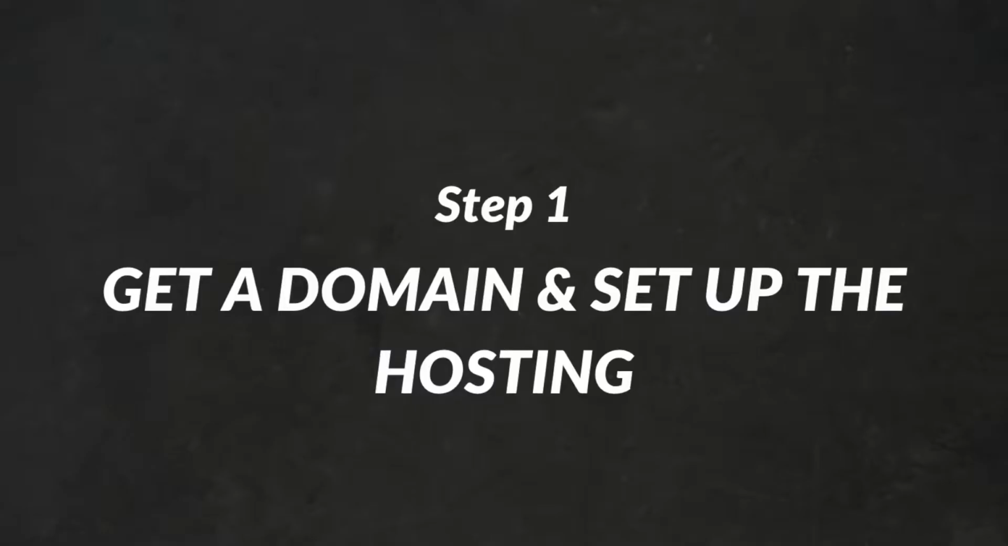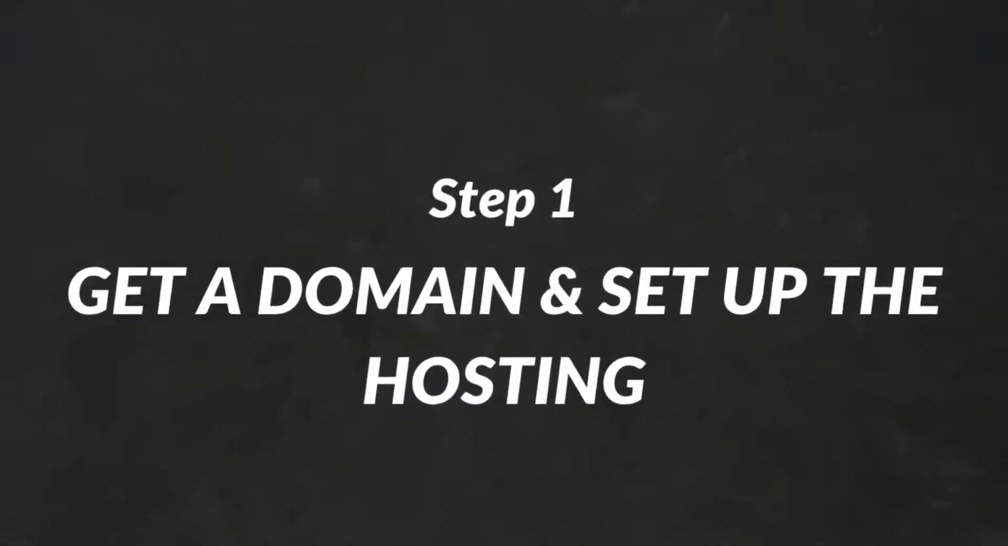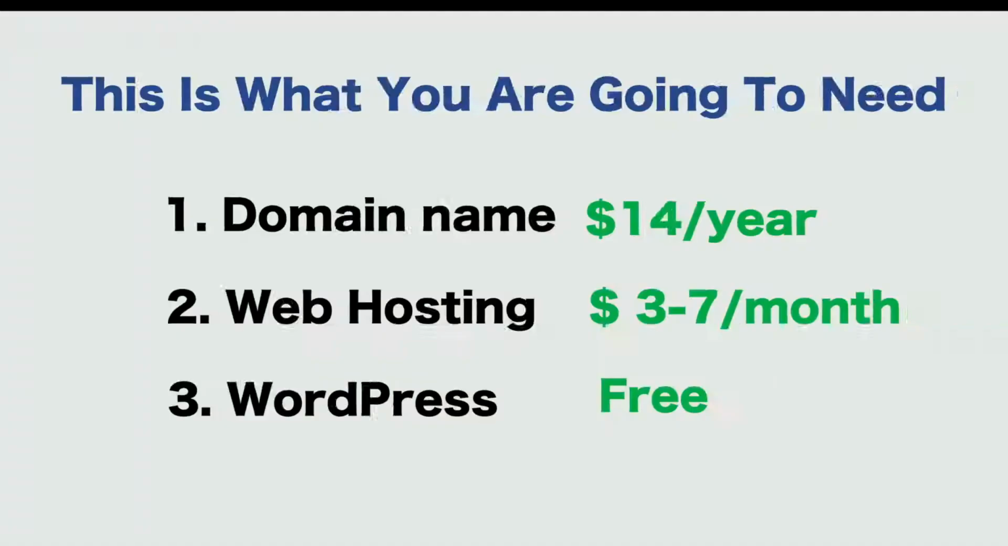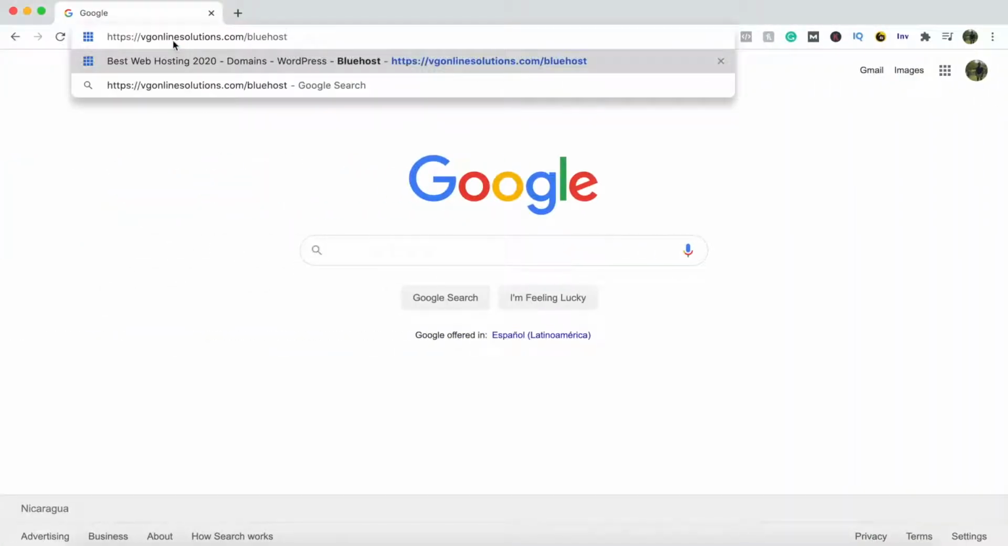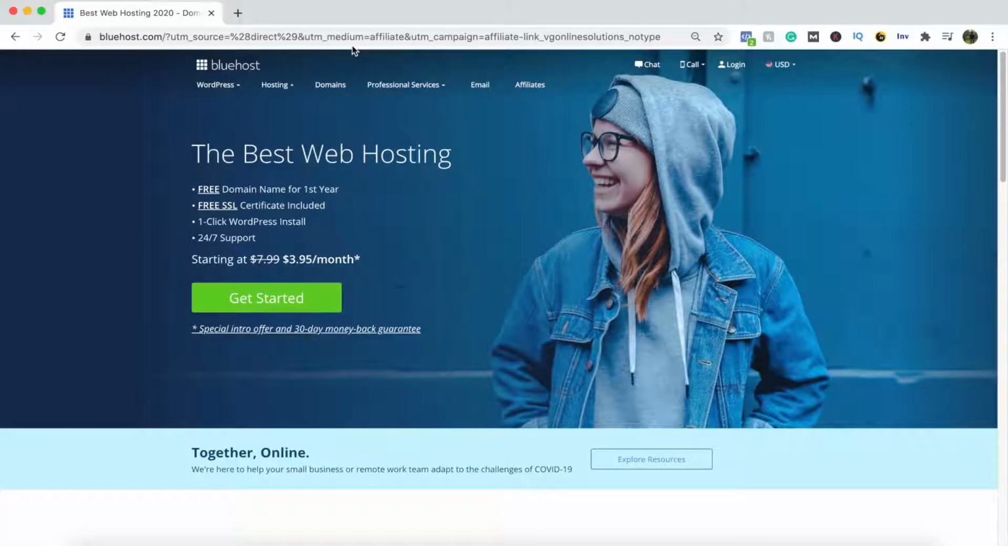Now, step number one is get a domain name and set up the hosting. So we gotta go to Google and we wanna paste this web address, bgonlinesolutions.com/bluehost. There's also gonna be the link in the description below. So we're gonna click on it. So here we are. As you can see, you have free domain name, you have free security, which is something really important. One click to install WordPress, and that I highly recommend when you go get a web hosting.